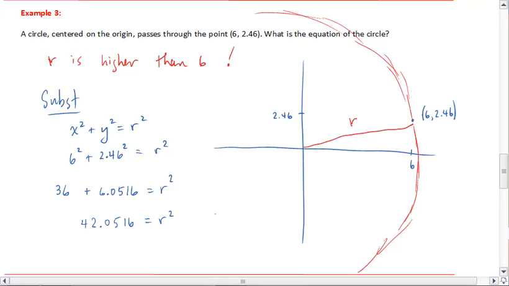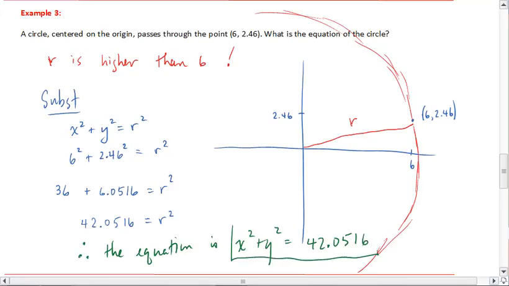Question. I know I'm going pretty quickly here, but just pause where you are and think. Do we need to figure out the radius? Do we need to square root this? Yeah, you initially think so. But do we really need to? Well, the equation contains r squared, not r. Aha, we don't really need to square root this, so let's not bother. Let's just say, therefore, the equation is x squared plus y squared equals 42.0516. Done. That's our equation.